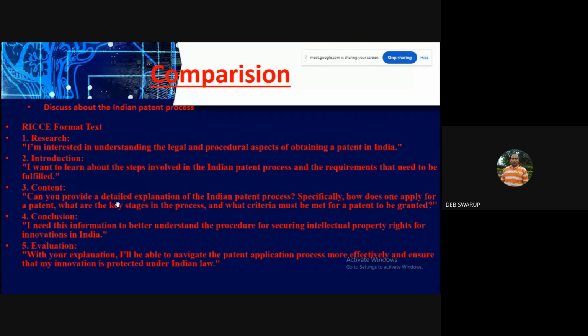Specifically, how does one apply for a patent? What are the key stages in the process? What criteria must be met for a patent to be granted? Conclusion is: I need this information to better understand the procedure for securing intellectual property rights for innovations in India. Evaluation is: with your explanation, I will be able to navigate the patent application process more effectively and ensure that my information is protected under Indian law.